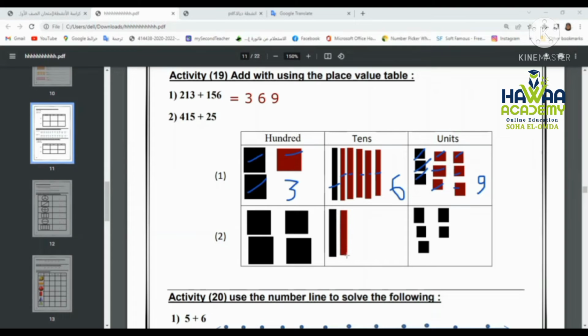Let's make the 25. Here's 1, 2, 3, and now here is the 2 for 20. And now let's make the 5. Here's 1, 2, 3, 4, 5. Let's count starting from the ones part here.